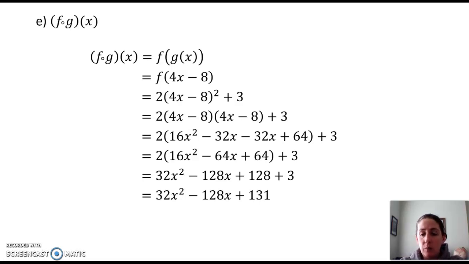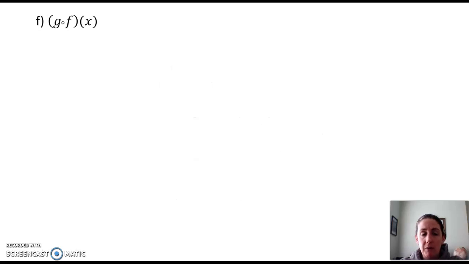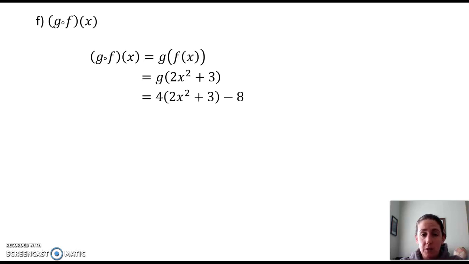Now, the other thing that we can do is we can do g composed with f of x, which means g of f of x, which means into g I'm going to plug the entire f function, which is 2x squared plus 3. So look at what g does. g does 4 times your input minus 8. It's just my input is the entire f function, 2x squared plus 3. So I'll distribute this 4 times 2x squared, 4 times 3. Combine my like terms, and I get 8x squared plus 4.